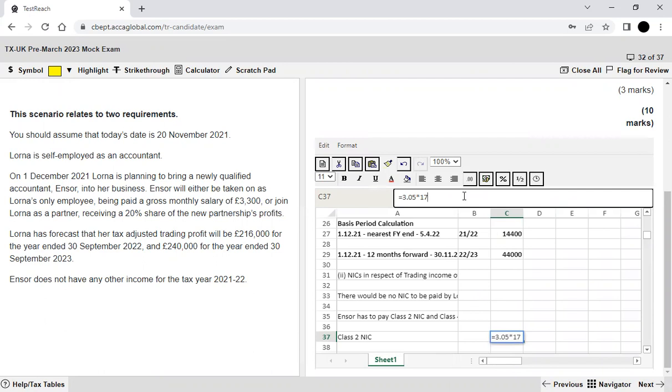Multiply by 17 weeks. Why 17 weeks? Because for 1 month, there are 4 weeks. For 2 months, there are 8 weeks. But for 3 months, there are not 12 weeks, rather there are 13 weeks. So then after 13, in the 4th month, 17 weeks.